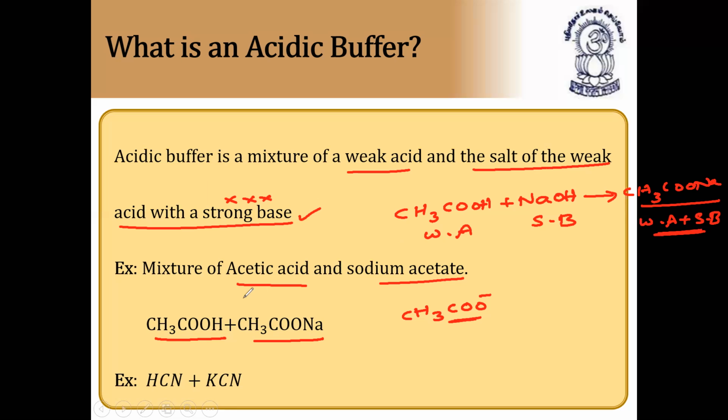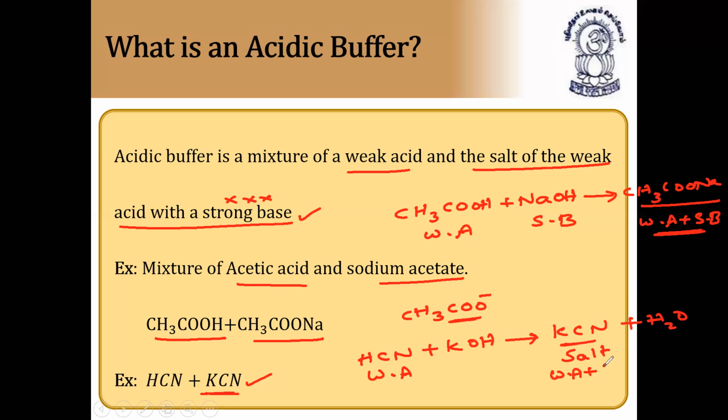For example, acetic acid and sodium acetate, and hydrogen cyanide and potassium cyanide, because potassium cyanide is obtained from potassium hydroxide. Hydrogen cyanide is a weak acid. When combined with a strong base like potassium hydroxide, it forms potassium cyanide and water. So potassium cyanide is a salt obtained from a weak acid plus a strong base.